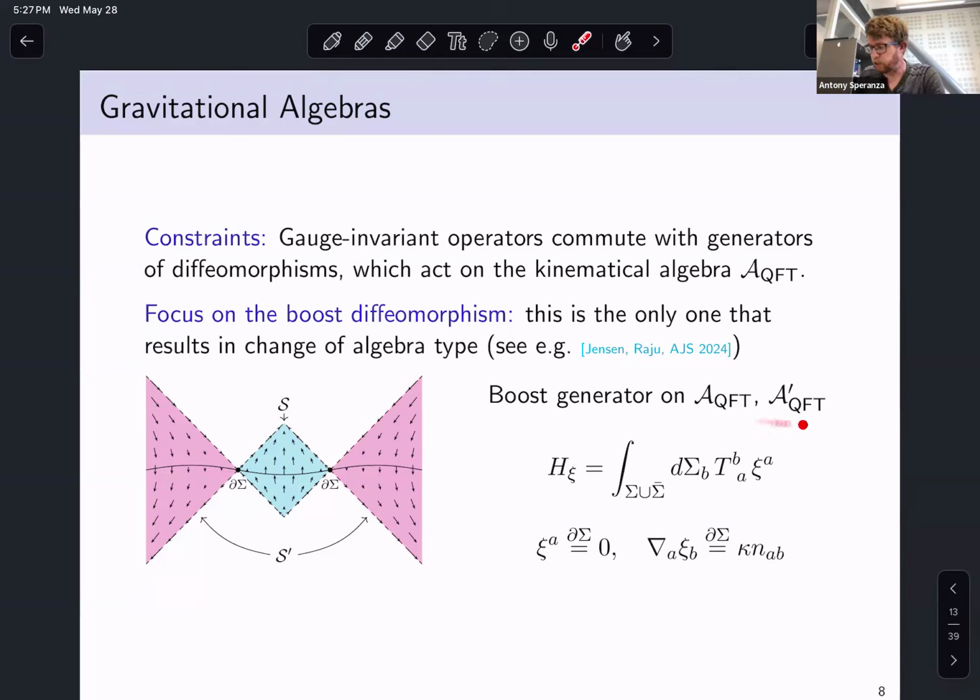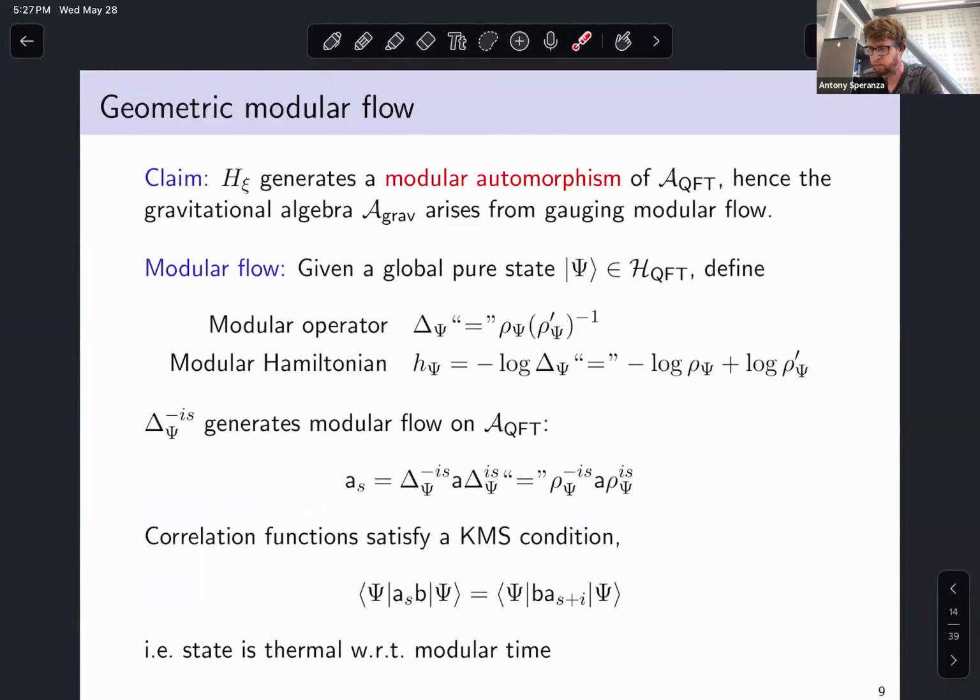So the idea is we focus on the boost diffeomorphism. So I've drawn this with some arrows here. It's the thing that evolves you forward in time in the patch and backwards in time in the complementary patch. And so this is just generated by a Hamiltonian, which is some stress tensor smeared on a Cauchy slice like this. This diffeomorphism is required to vanish at the entangling surface, and its derivative there is supposed to be proportional to the binormal. That's just the condition that this flow stays within the diamond, and so it's parallel to the light cones at the boundary of the diamond. So that is the flow we want to gauge.